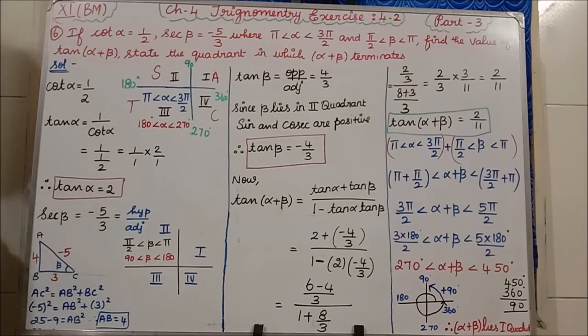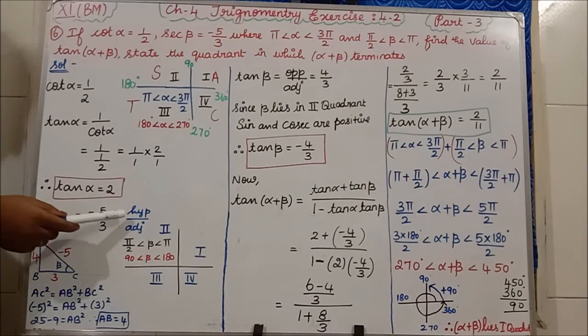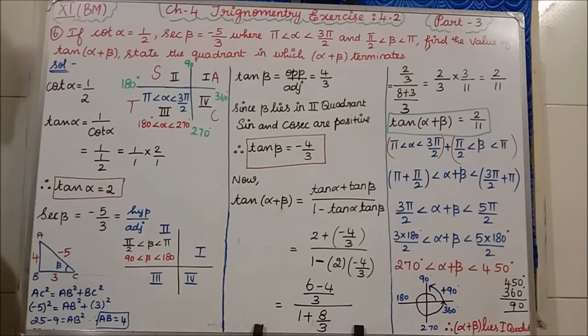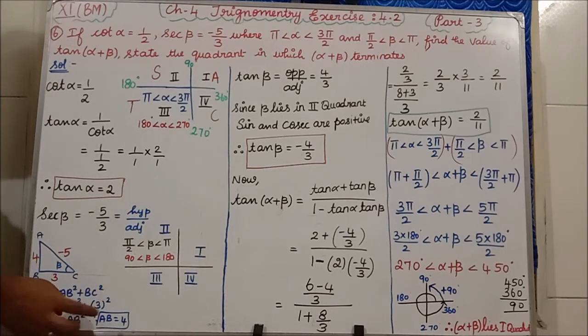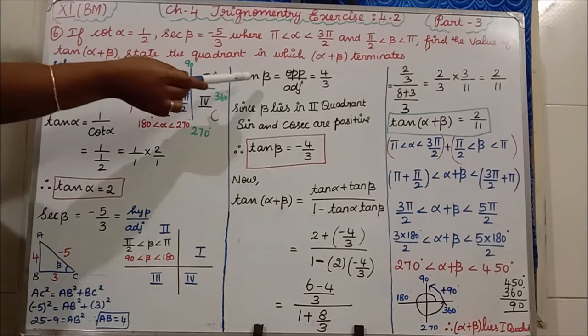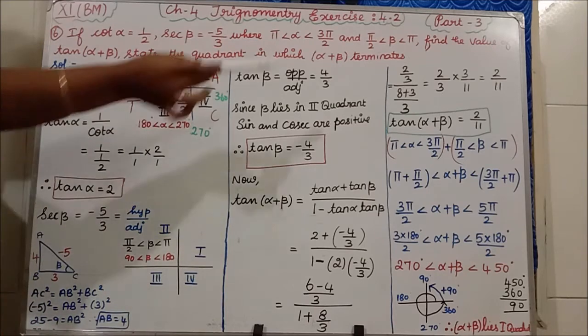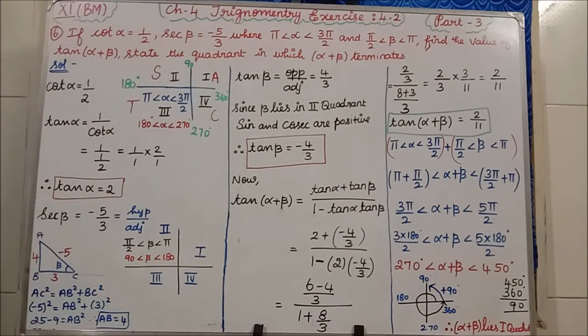Next, what have they given? Secant beta equal to minus 5 by 3. Okay, the secant formula is hypotenuse by adjacent. So using this, we have to find the opposite side. Using the Pythagoras theorem, I have found the opposite side. AB side value is 4. Now from this I can easily write the tan beta value. How am I writing? Opposite by adjacent is the formula for tan. Opposite means 4, adjacent means 3. So 4 by 3 I have written as the tan beta value.